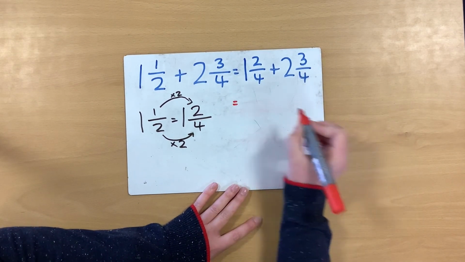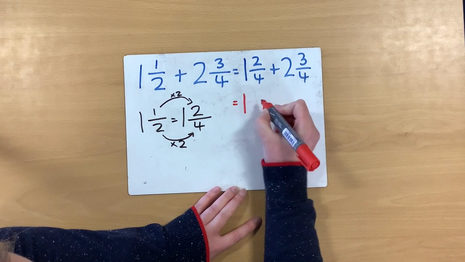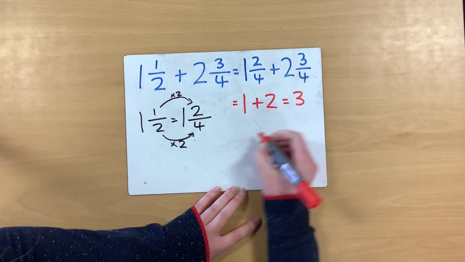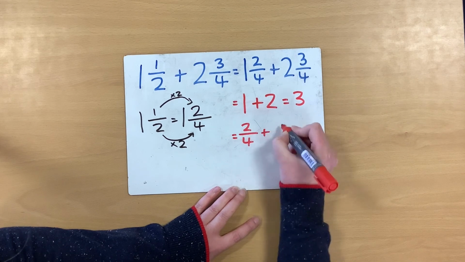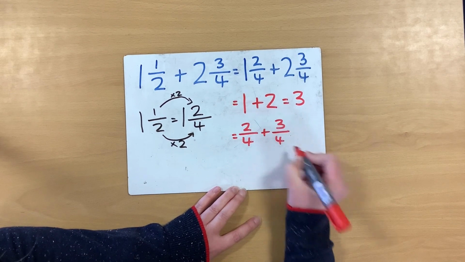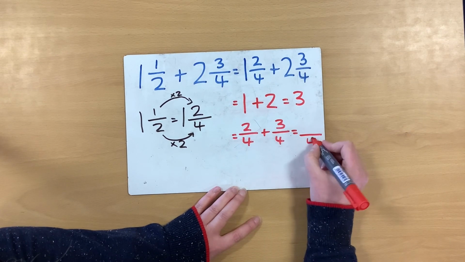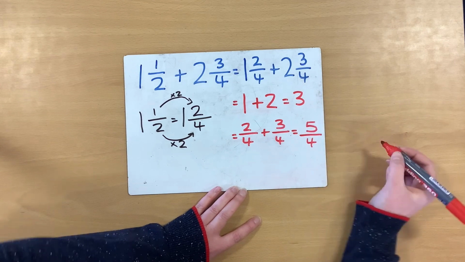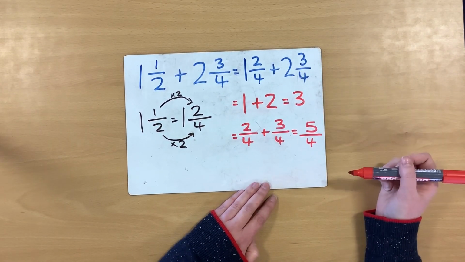Hopefully you're saying, it's to add the wholes together. And if you did, you are correct. I'm going to do 1 add 2 equals 3. Okay, and then I'm going to add my fractions. 2/4 add 3/4. Remember when we add them, my denominator stays the same. 2 add 3 is 5. Just notice my answer is 5/4.